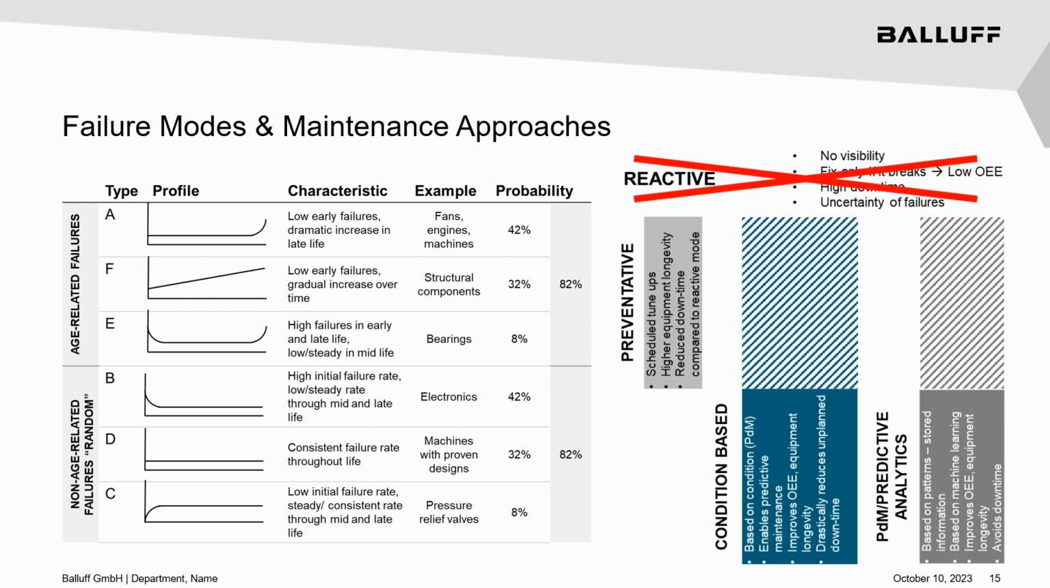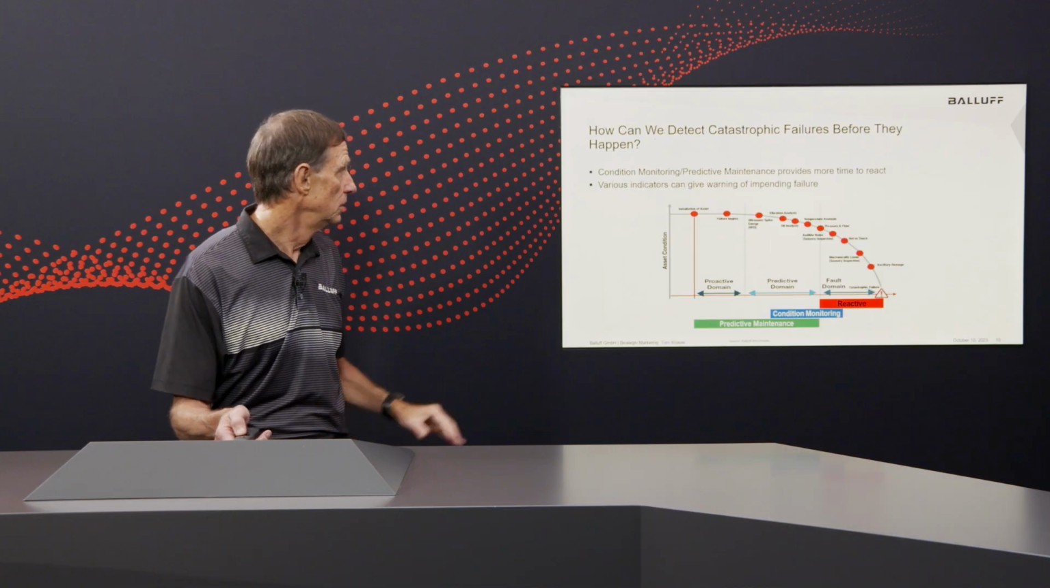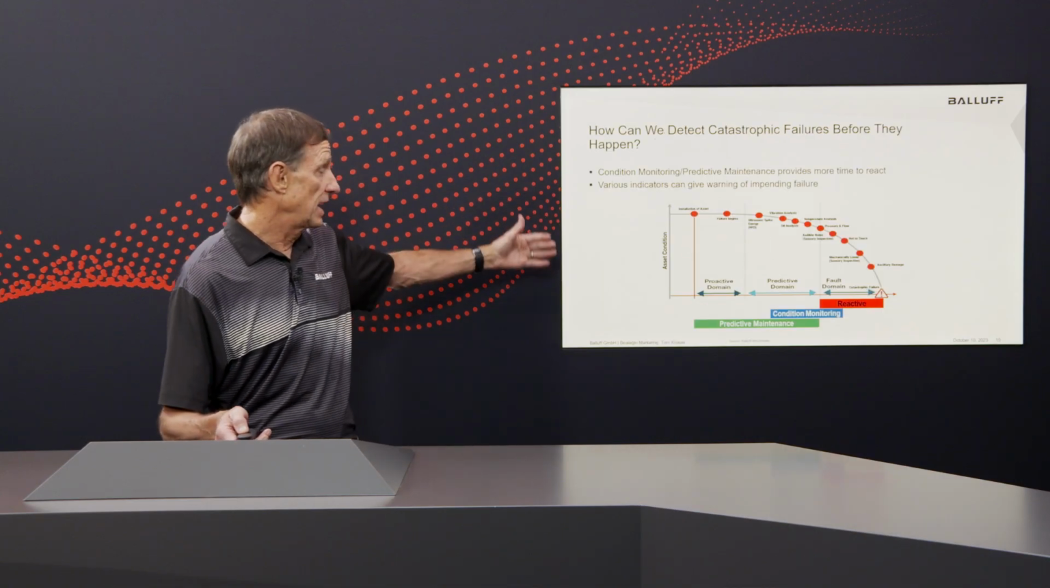So the point here is that by moving towards a condition-based or a predictive approach, you can start to address both the non-age-related failures and the age-related failures, rather than just relying on a preventative maintenance program which may not address most of your failures. So how do failures happen?